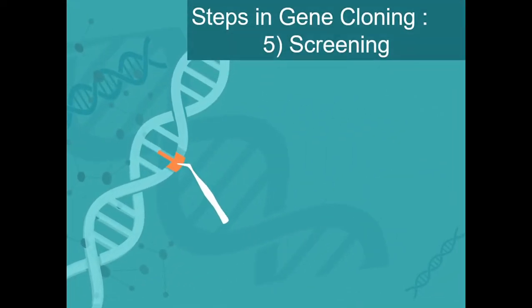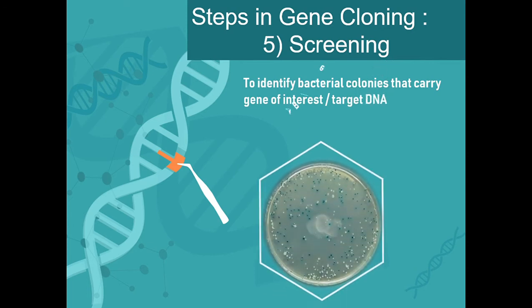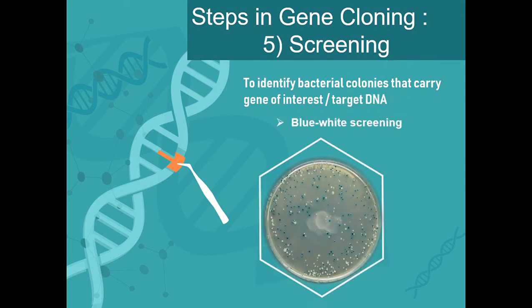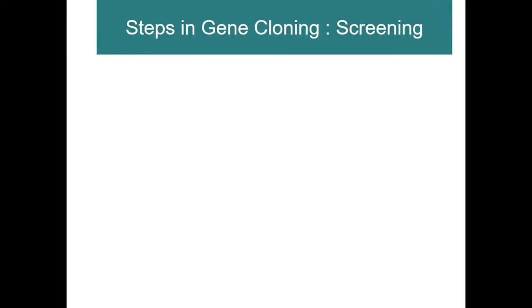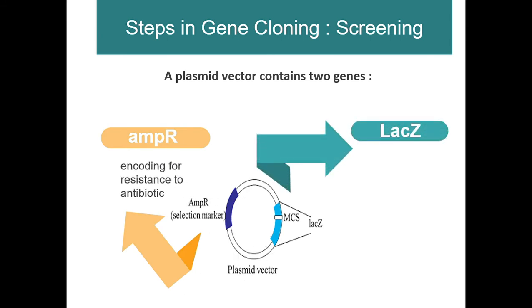The last step for gene cloning is screening. This step is important because it is used to identify bacterial colonies that carry gene of interest or target DNA. This screening we call blue-white screening. A plasmid vector contains two genes. 1. AmpR gene, encoding for resistance to antibiotic. 2. LacZ gene, encoding for enzyme beta-galactosidase.